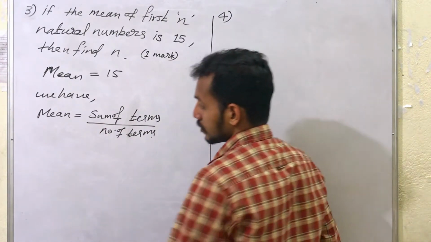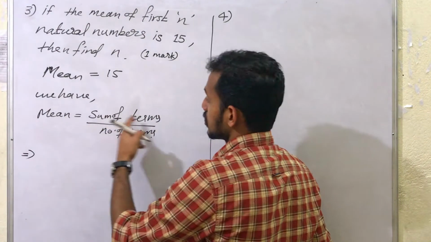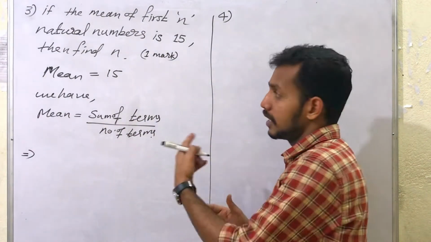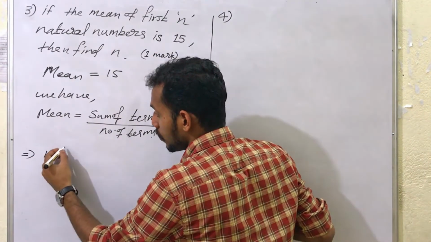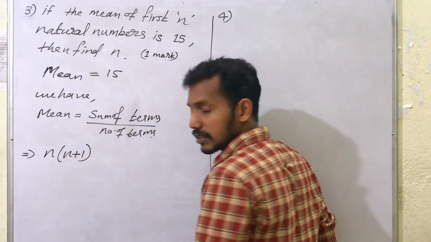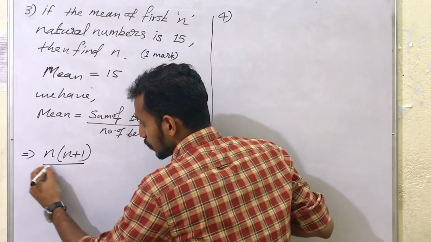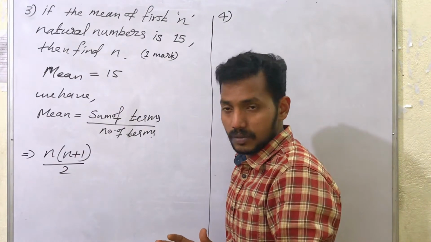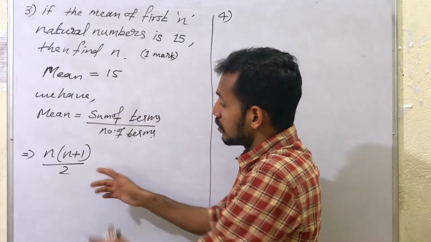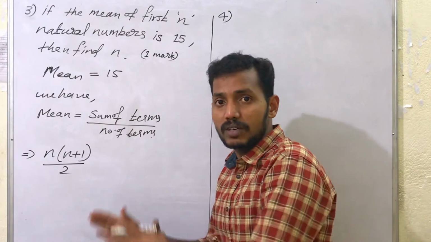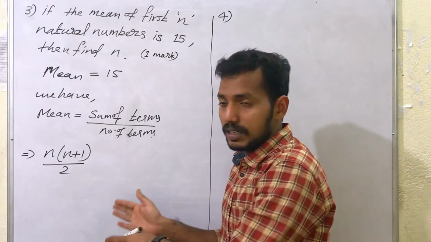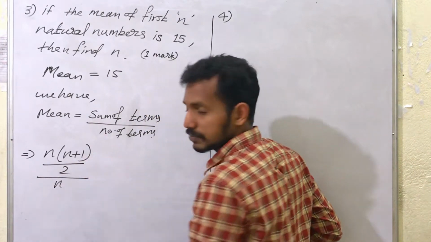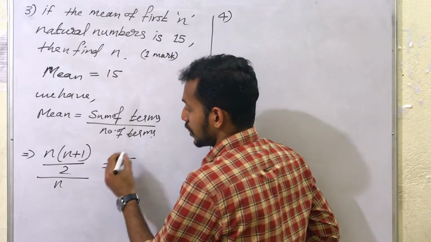So in this case, what is the sum of the first n natural numbers? That we have already discussed in the beginning of the chapter, that is n into n plus 1 divided by 2. This is the sum of the first n natural numbers, which is also given directly in your textbook. Divided by the number of terms, that is n. That is equal to 15.